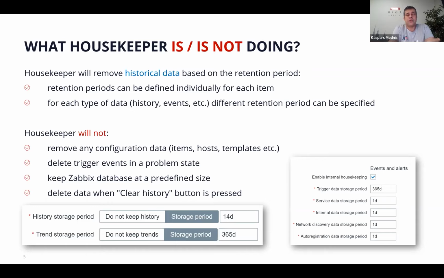What Housekeeper is not doing, and basically the first answer, is that it is not removing any configuration. Housekeeper will never ever delete an item or trigger or host or a template. If you are using low-level discovery, you have noticed that LLD is removing items and hosts if they are created from prototypes. But this is the LLD itself. The items which are created by an LLD rule are deleted by the LLD manager itself or by a worker. Housekeeper will never touch any item or host.